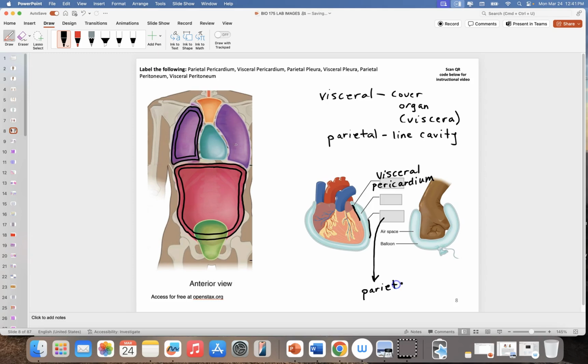And again, because we're still dealing with the cavity that houses the heart, we're still going to use the term pericardium. It's the pericardial cavity, and the serous membrane is the pericardium. This space here then is showing us that cavity.